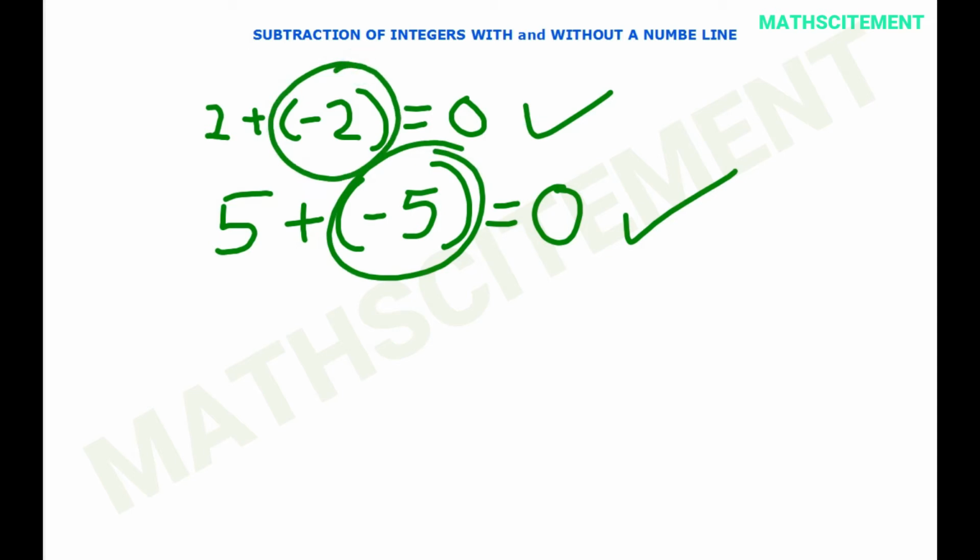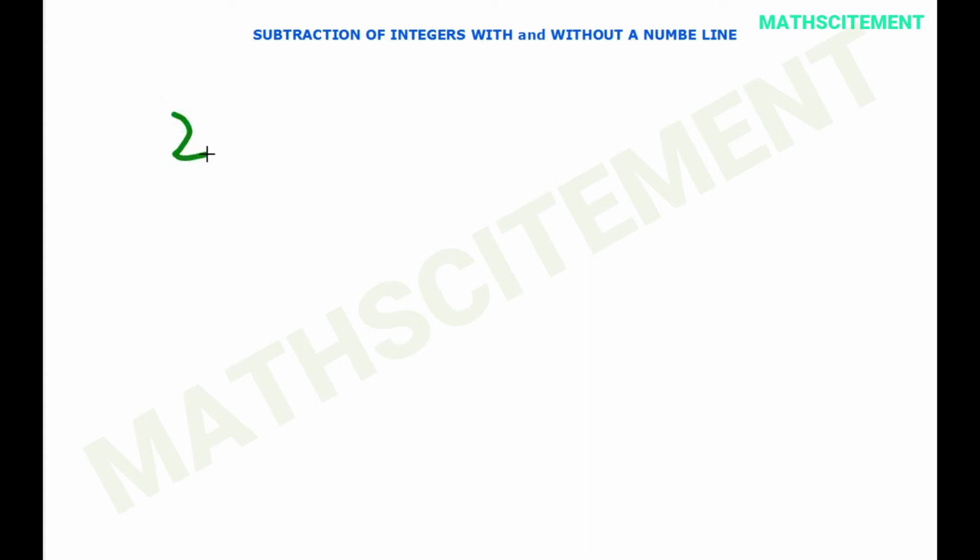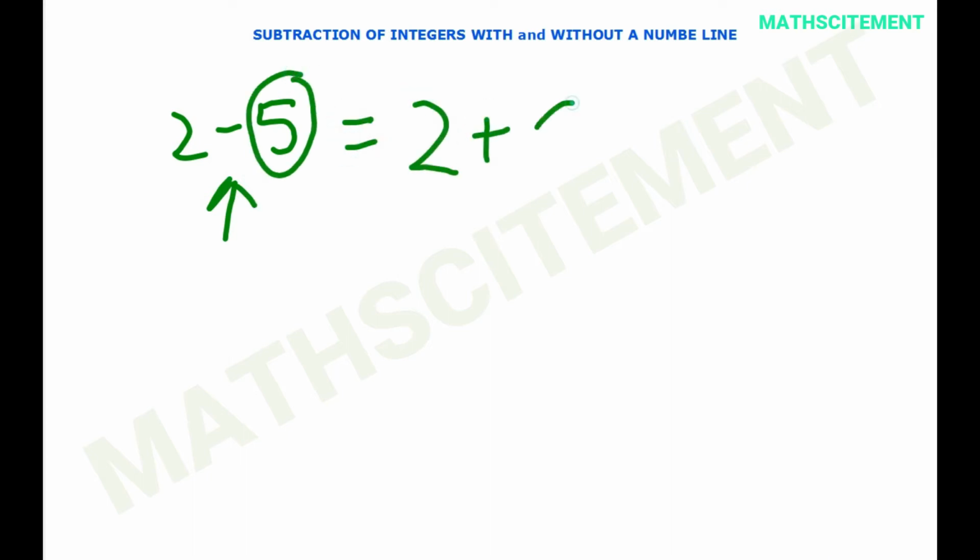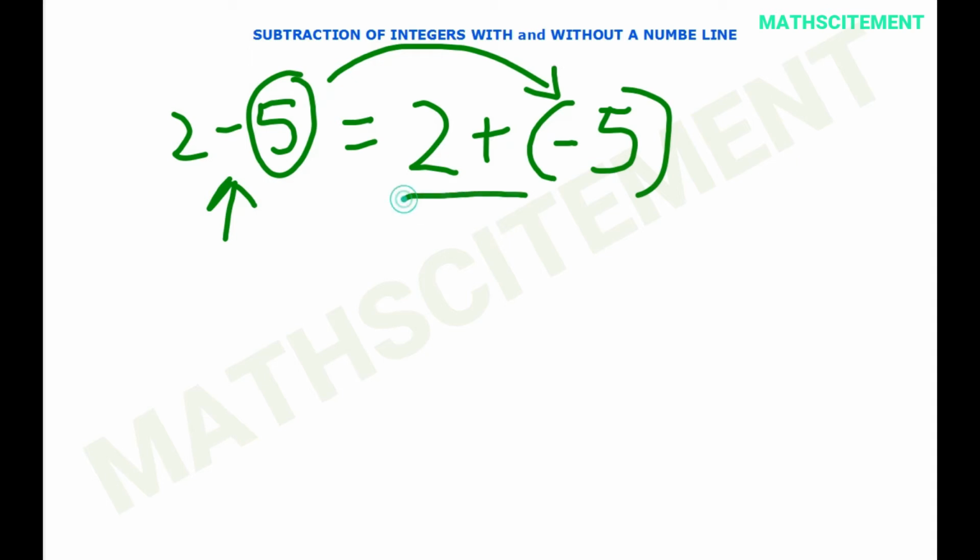2 minus 5. The first step is to flip the subtraction sign and make it a positive sign, and convert the second integer into its additive inverse. The second integer is 5 and its additive inverse is minus 5. So we have 2 plus minus 5.